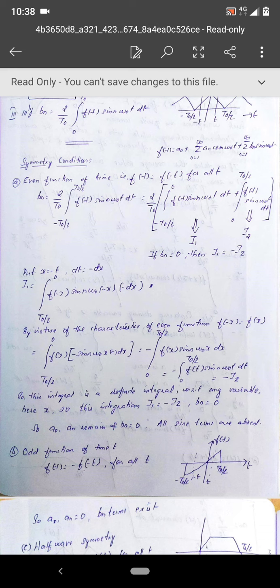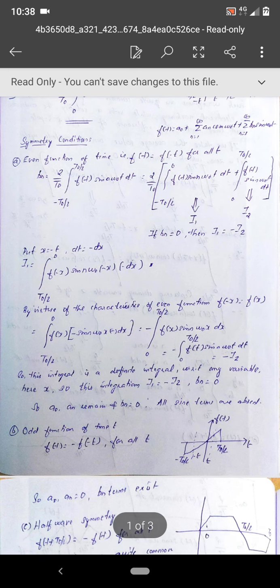So what are those conditions? How do you predetermine such situations? There are certain symmetry conditions, and I'll discuss around 4 symmetry conditions. The first symmetry condition is if the waveform is an even function of time. We have already seen what an even signal and an odd signal are. So what is an even signal? Given a signal f of t, it will satisfy f of t equal to f of minus t for all t. That is the peculiarity of an even signal.